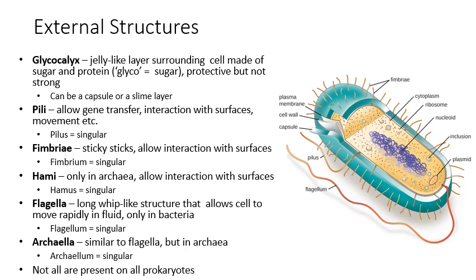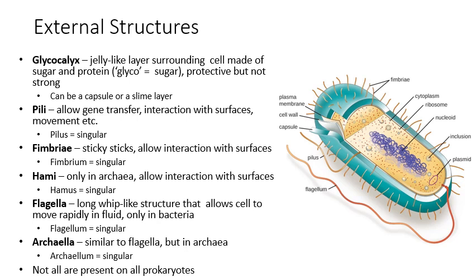Then you have fimbriae, which are little sticky hairs, and they allow the cell to interact with surfaces, so sticking onto surfaces. In this diagram, these short hair-like things coming out all over the cell are the fimbriae. The plural for that is fimbrium. And this longer thing is a pilus. Then you also have hemi, which are only found in archaea. They're sort of like fimbriae, but for archaea. They also let the cell stick onto surfaces.